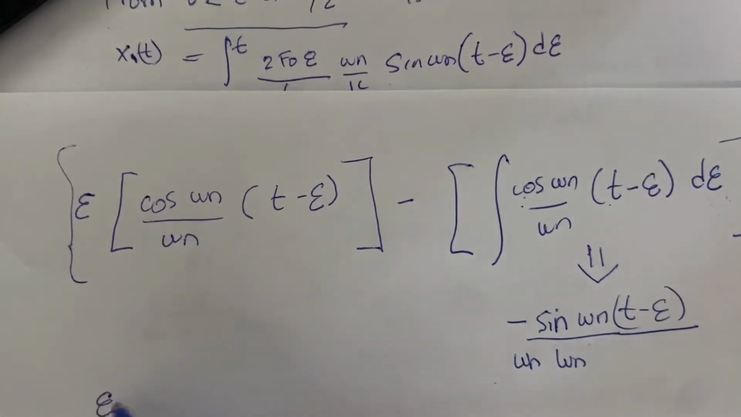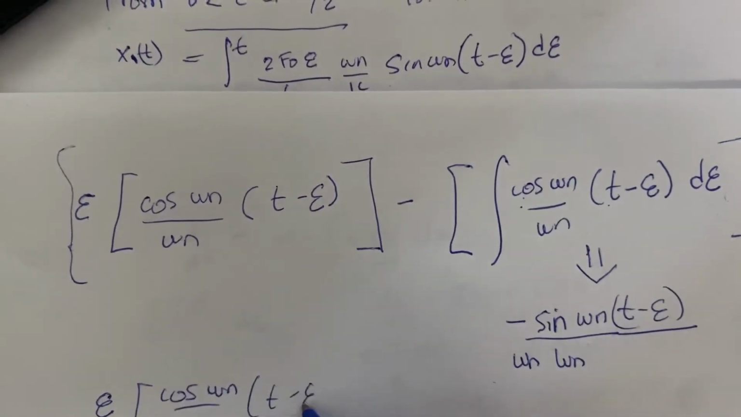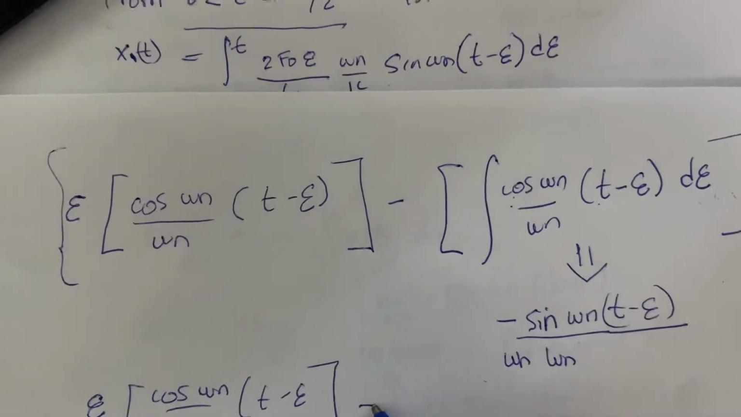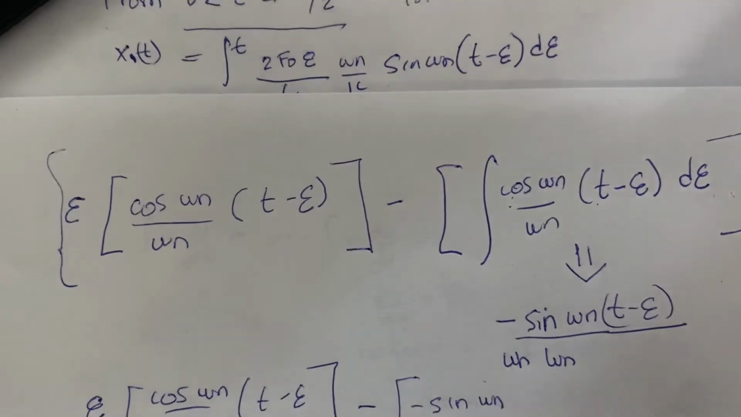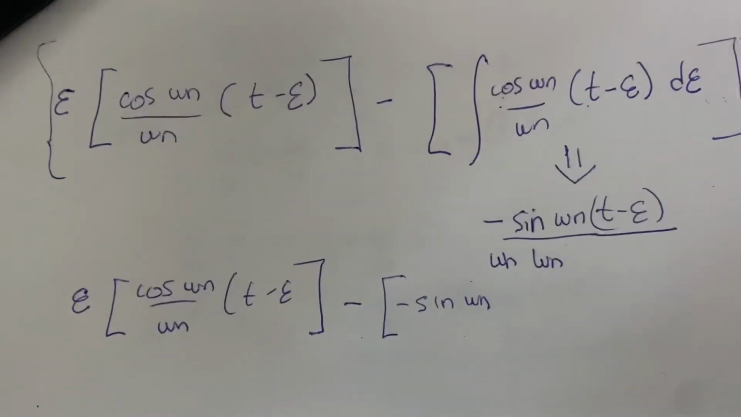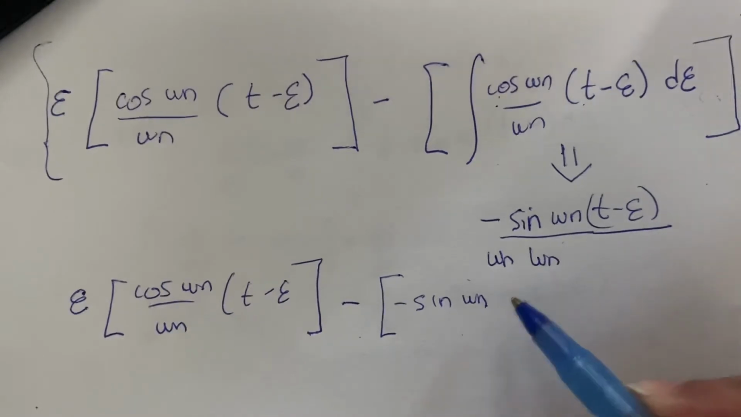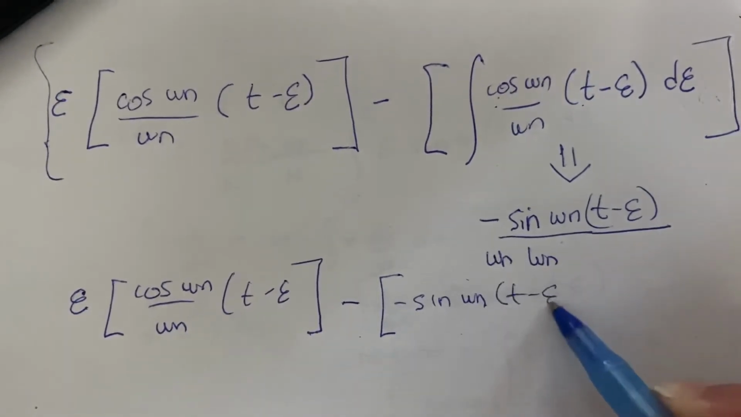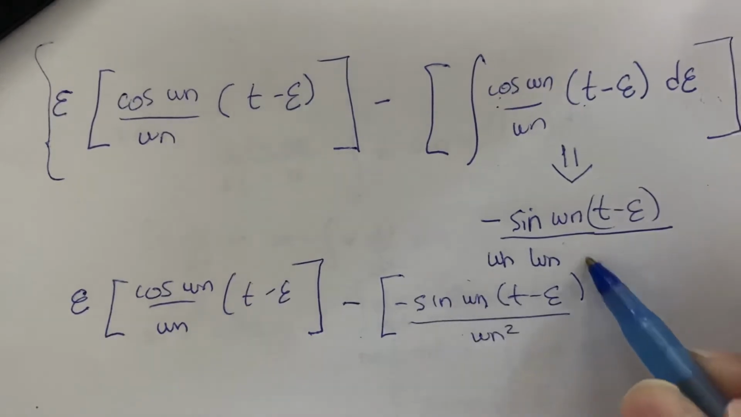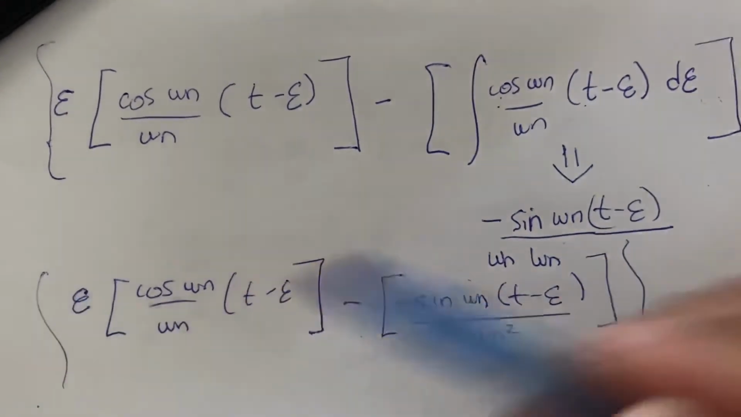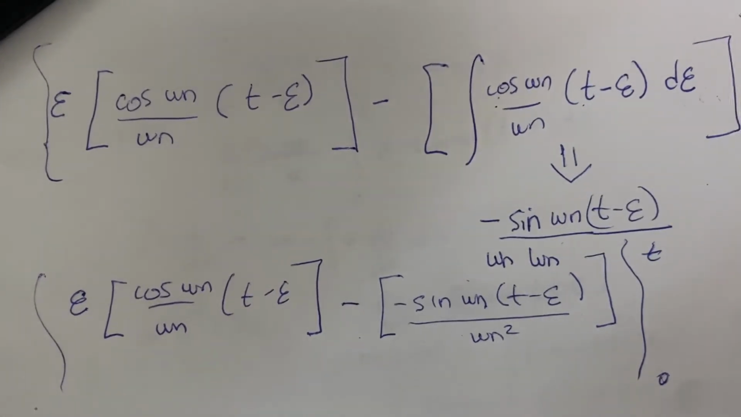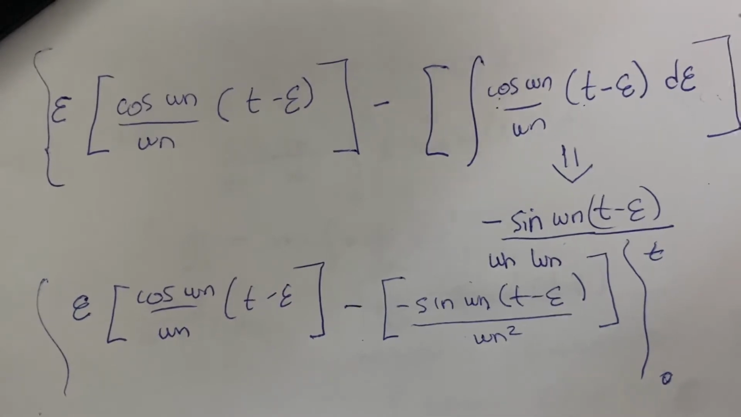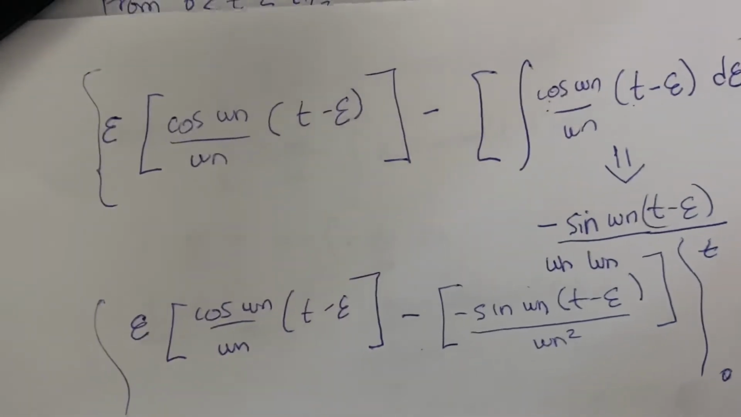And now we have epsilon cosine wn over wn t minus epsilon, minus sine wn. Just put this a little bit up so you can see. Sine wn t minus epsilon over wn squared, evaluated from 0 to t, is going to give us the result. So let's do the evaluation from 0 to t, and we're going to get something on the following form.